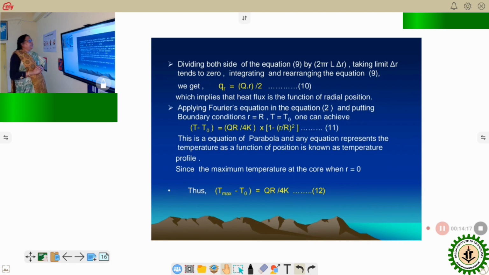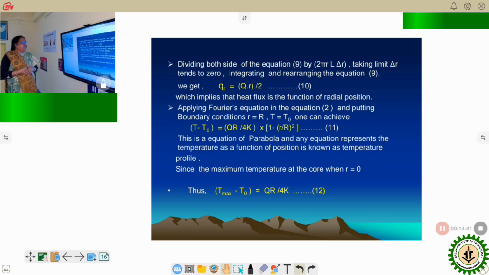I am dividing equation number 9 by 2πr into A into delta r, that is the unit volume. I am taking the limit delta r tends to 0. Integrating and rearranging equation number 9, we can achieve q_r = Q_R/2, that is equation number 10, which implies that heat flux is a function of the radial position.